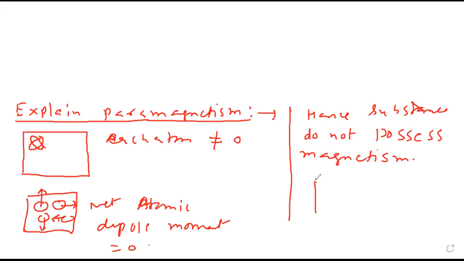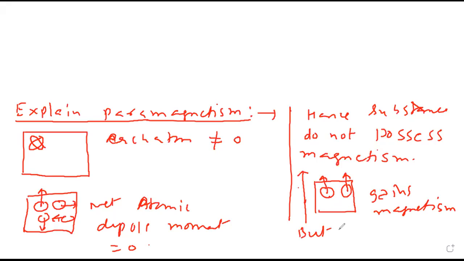When such a substance is placed in an external field, then those atomic dipoles which are in the direction of the external field will become strong. Others will try to align themselves in the direction. Hence the substance gains magnetism.